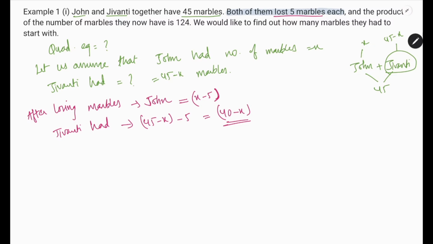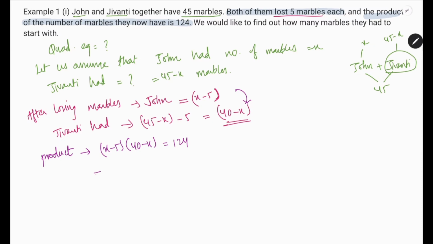Now what is the other condition given? The product of the number of marbles they now have is 124. The product of the number of marbles these two have now, that means (x minus 5) into (40 minus x), is 124.